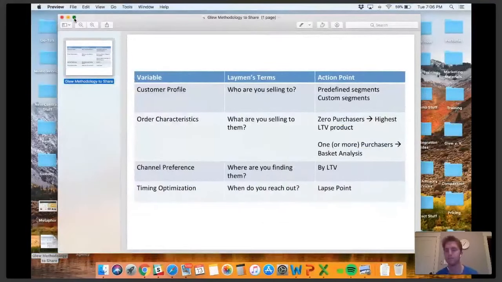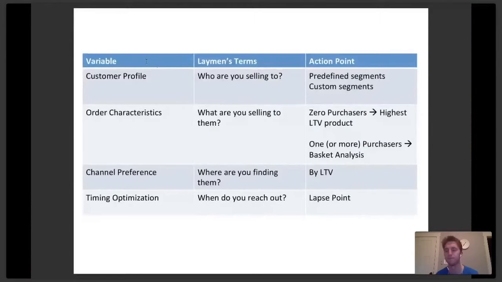So Neto is going to optimize this on four levels. The first level is going to be the who, right? Who are you selling to? This is a really important question and we'll address it. The second one is what you're selling to them. The third one is where you are finding them. And the last one is when do you find them, right? Who, what, where, and when.